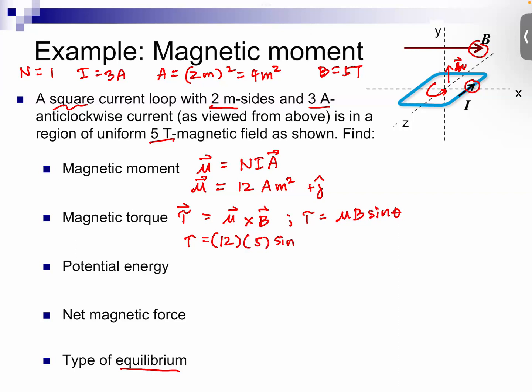Sine of the angle between them. The current is obviously perpendicular to the magnetic field, because your current is either minus K hat or plus K hat. In this direction here, you have a current that is in the minus K hat direction. So that will be sine 90 degrees. The magnitude of torque will be equal to 60 Newton meters.